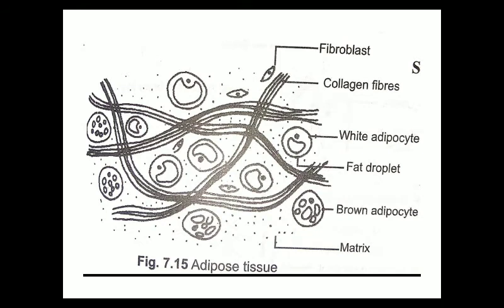In adipose tissue, numerous adipocytes are present, and these adipocytes are the cells which store fat. These adipocytes are further divided into two types: white adipocyte and brown adipocyte. What is the basic difference between them? In white adipocyte, a single fat droplet is present, but in brown adipocyte, many small fat droplets are present. This is the difference between white adipocyte and brown adipocyte.